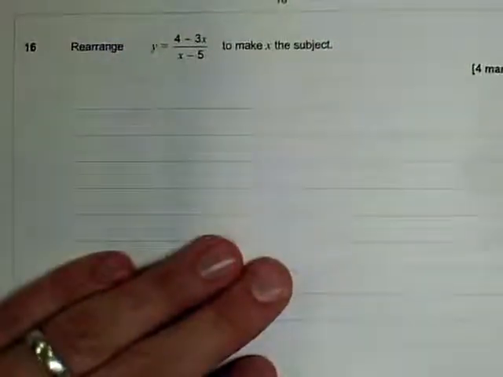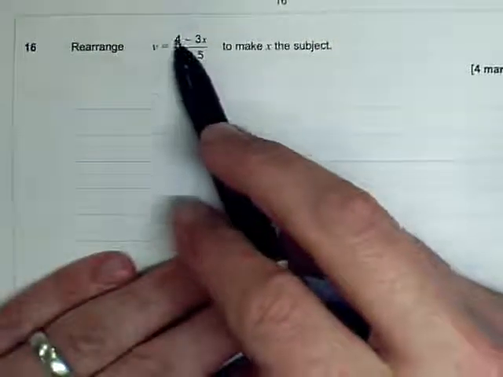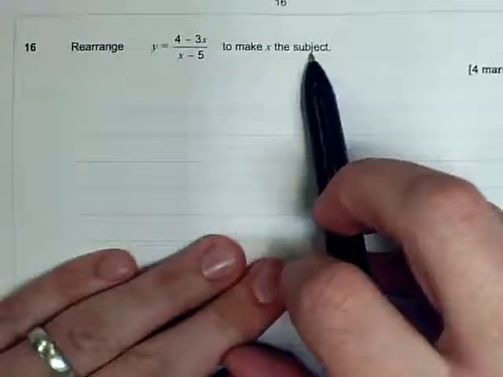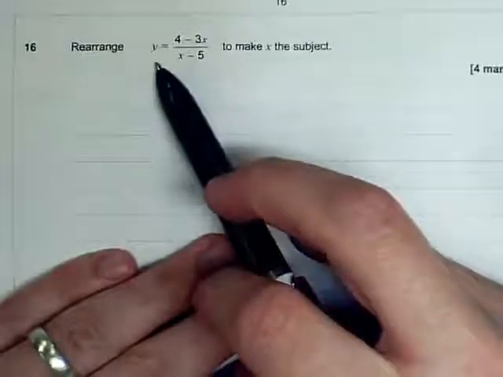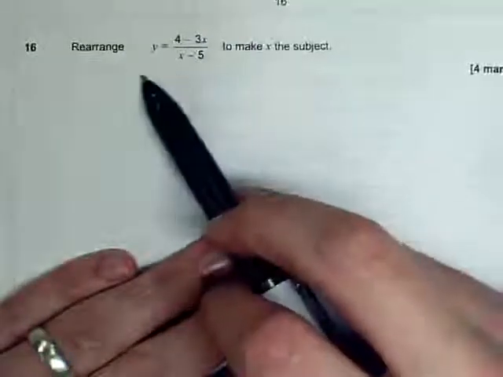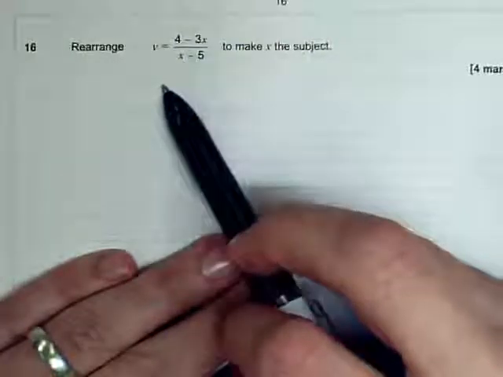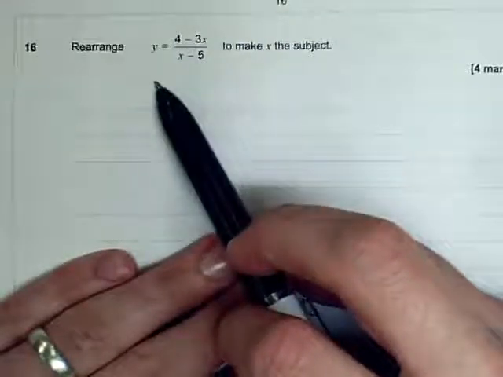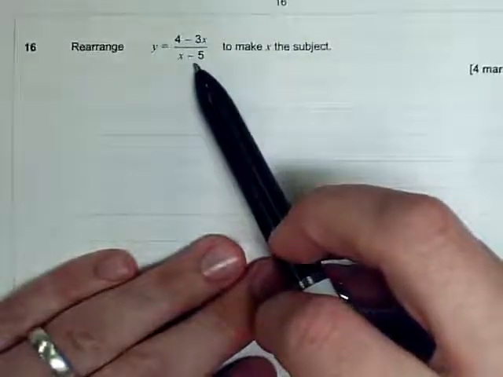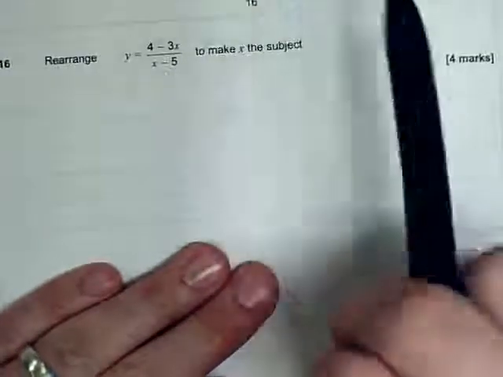Question 16, we're asked to rearrange this equation, y equals 4 minus 3x over x minus 5, to make x the subject. At the moment, y is the subject because it starts off y equals. We want it to say x equals. Unfortunately, we can't just switch the x's for the y's, so we can't just say x equals 4 minus 3y over y minus 5. That would be far too easy.